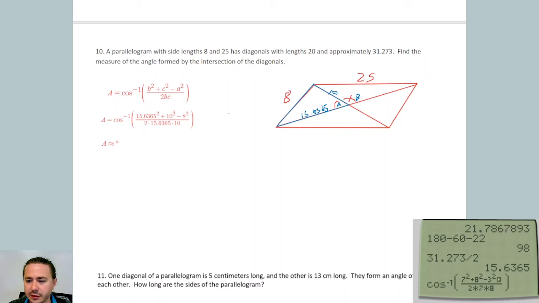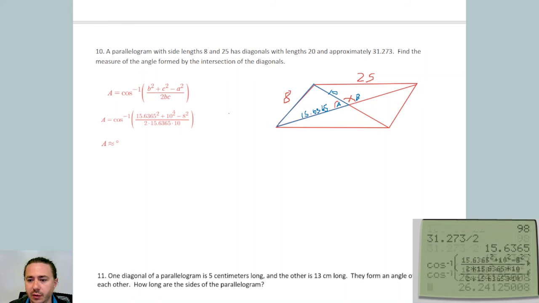So let's fix all this. This is going to be 15.6365 squared plus 10 squared minus 8 squared, all over 2 times that roughly 15.6 number, times 10. All right, fingers crossed, and we get about 26 degrees.